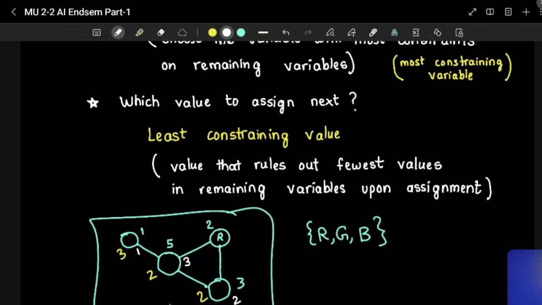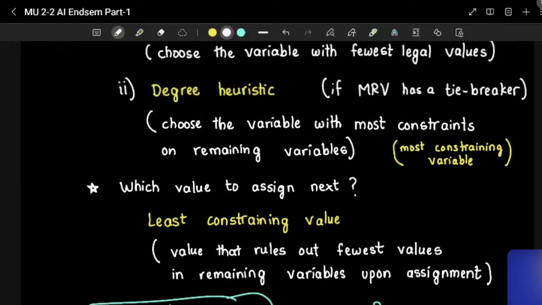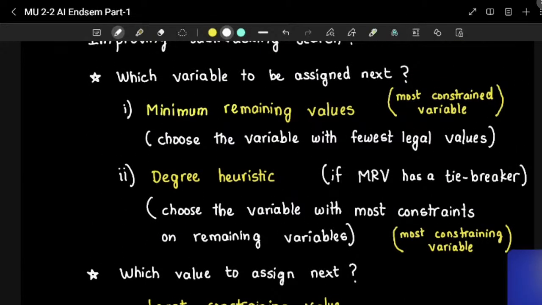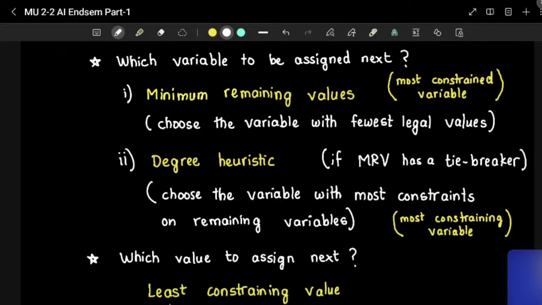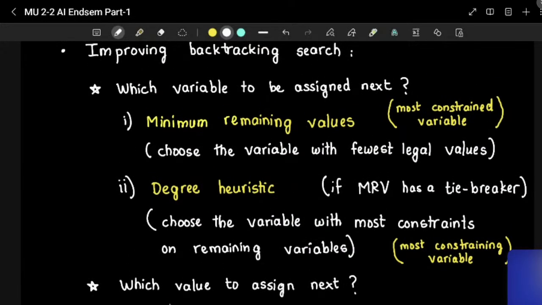What if you have a tiebreaker in that also? I don't know. But as far as this is concerned, if one works, it works. If it doesn't work, go to point number 2, the degree heuristic. Fine, this is for choosing which variable to assign next in backtracking.